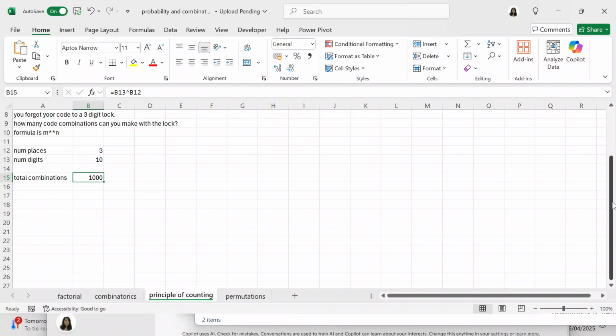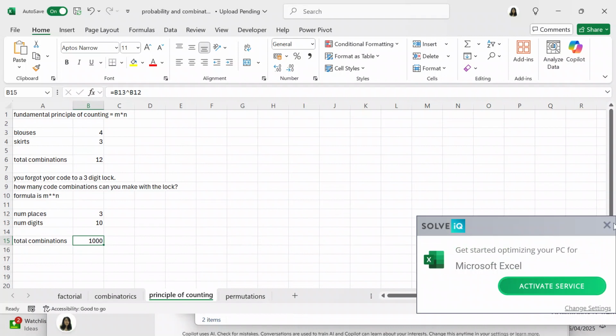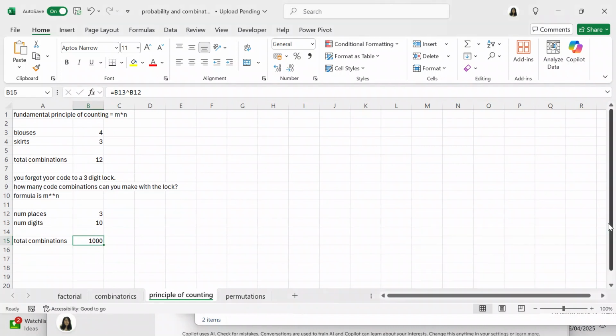We also have something called the principle of counting. Basically, on the principle of counting, you've got a fundamental principle of counting where you multiply one number by another. In addition to that, you have another fundamental principle of counting where you take the power of one number. You take one number and then raise it to a power of another number. And so we're going to explain how we do that.